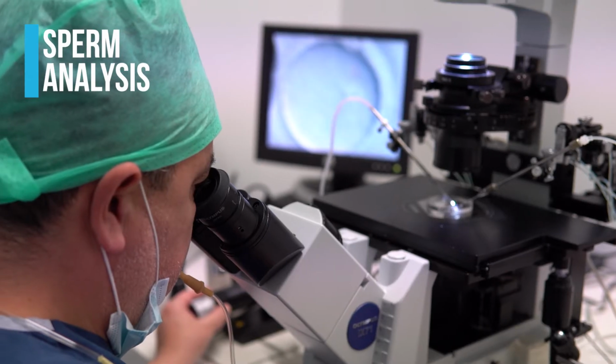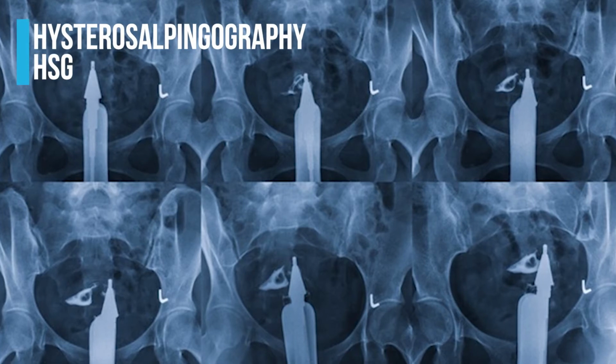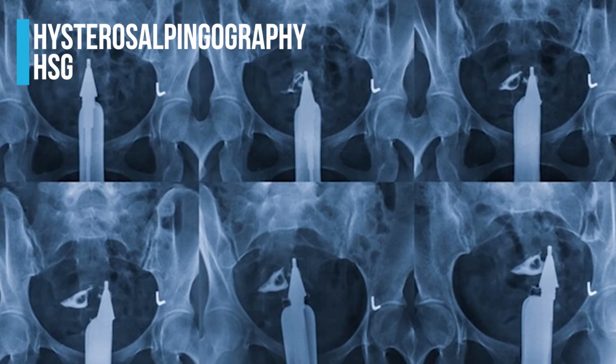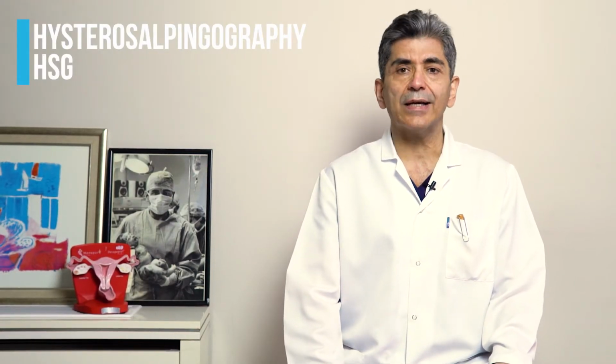So these parameters are evaluated by the embryologist or the technician in the lab to make sure of the sperm quality. If it's okay, then we go ahead and do some other tests in women. Usually we start with the hysterosalpingogram, which demonstrates tubal patency as well as the uterine cavity. Because whatever we plan, we need to have a normal uterine cavity.